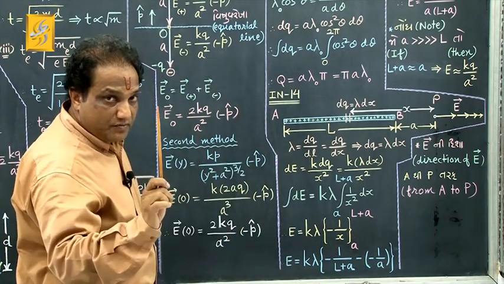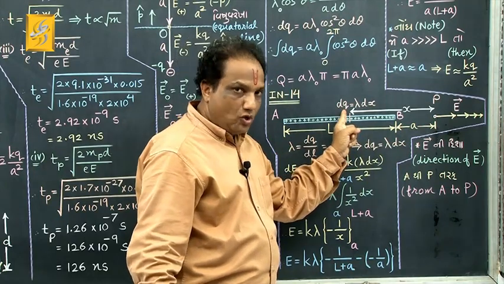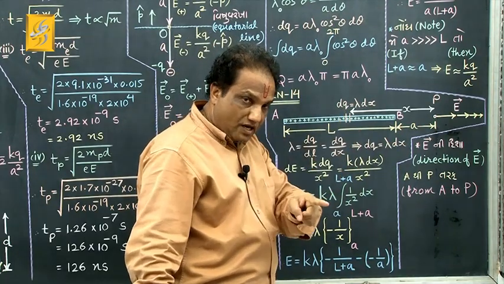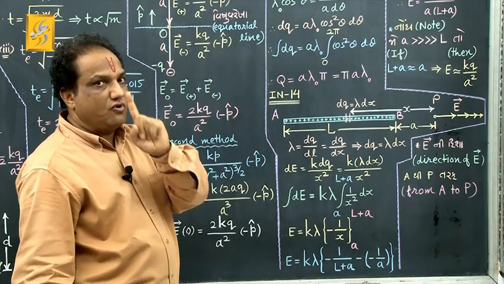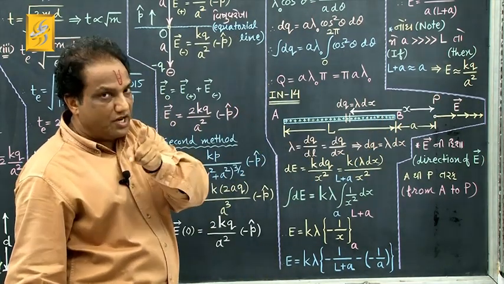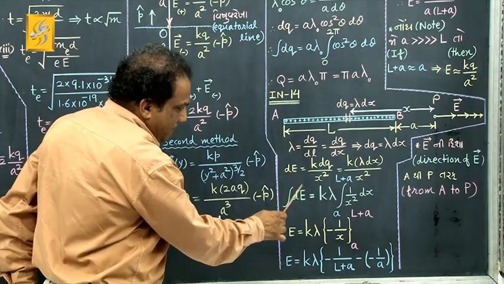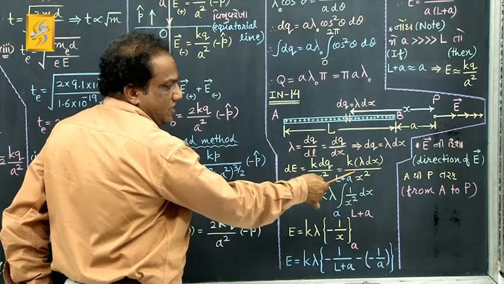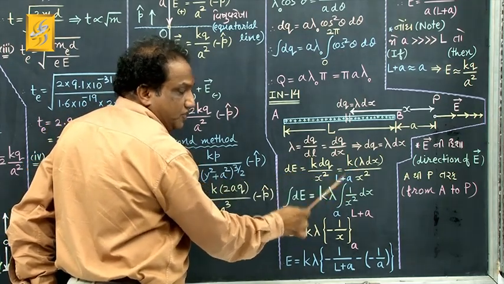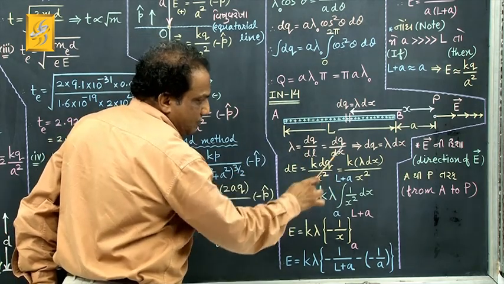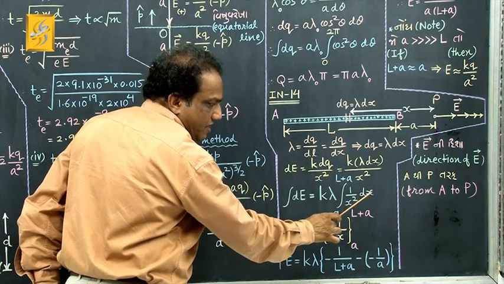Wait. I don't simply want the electric field produced at point P due to a single charge element. I want the resultant electric field at point P produced by the entire charged wire, and for that you must take integration on both sides. Integration of dE, and when you take integration here, k into lambda is constant, so it can be taken out of the integral, then integration of 1 upon x squared dx.